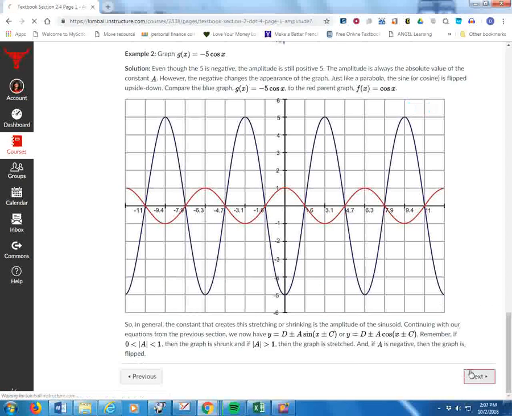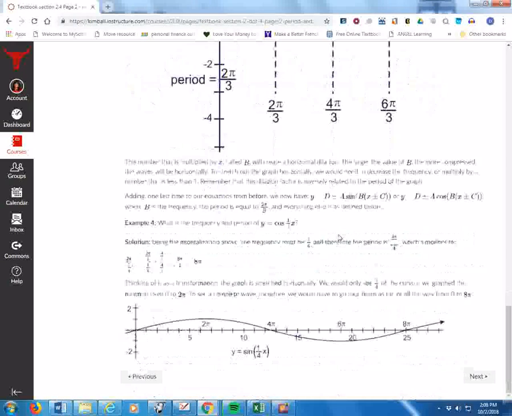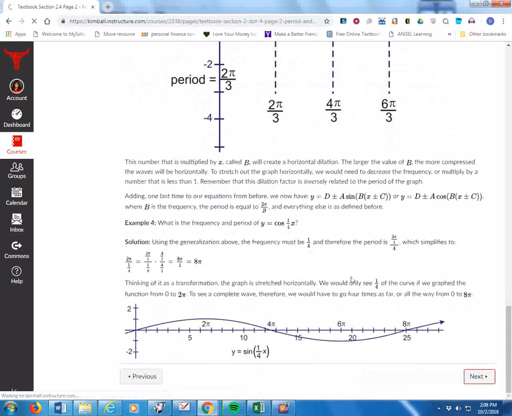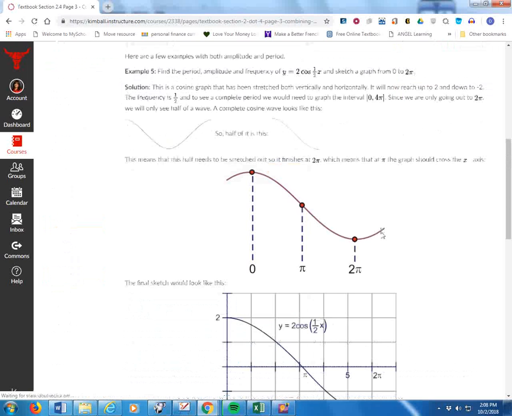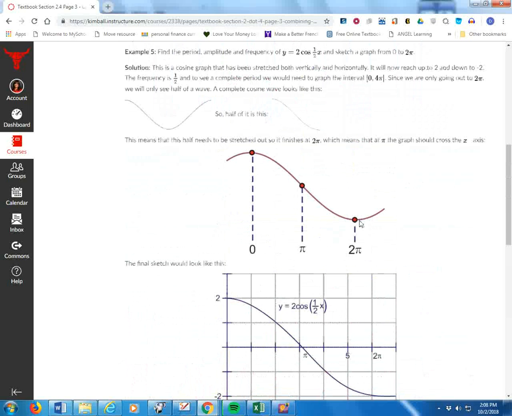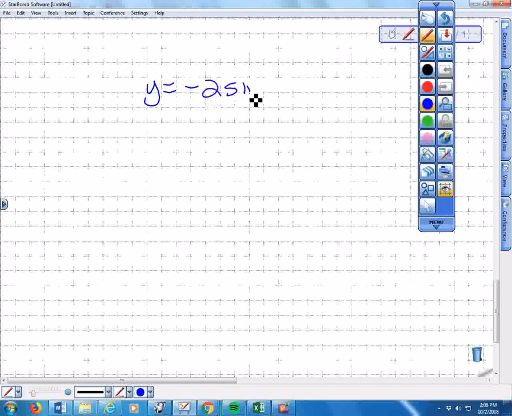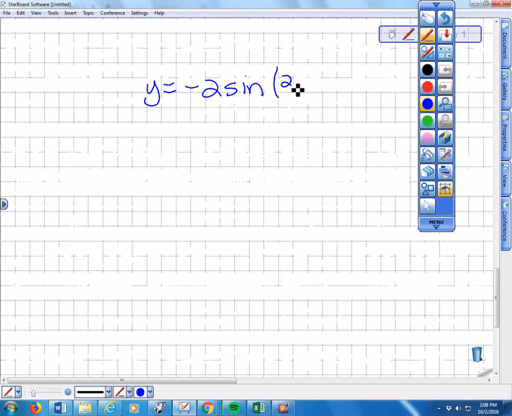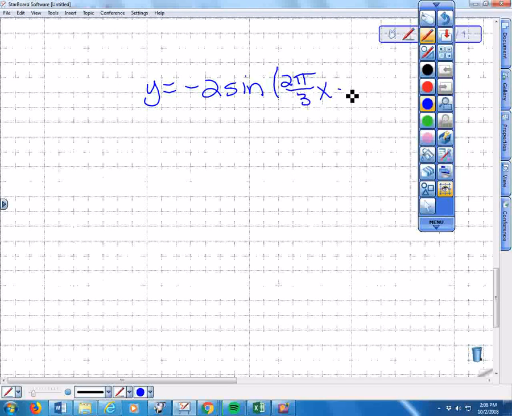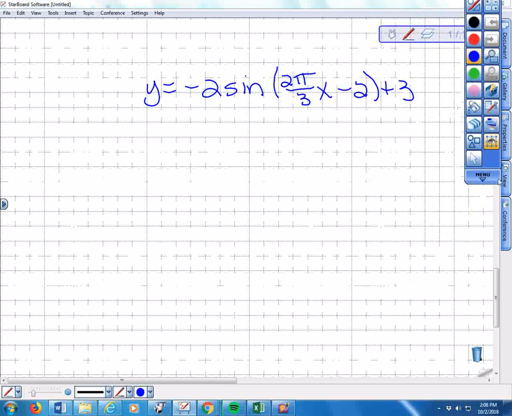Find one that's got lots of stuff going on. Well, I'll just create one. Fun, huh?